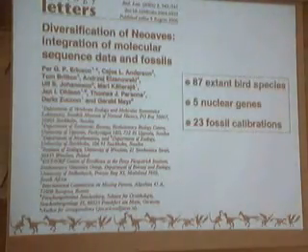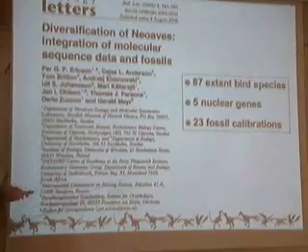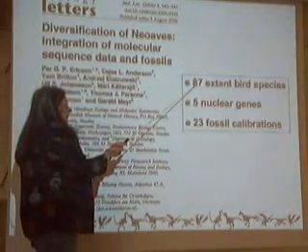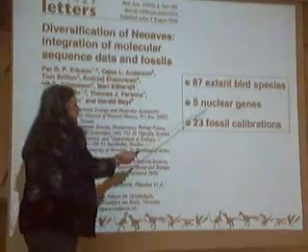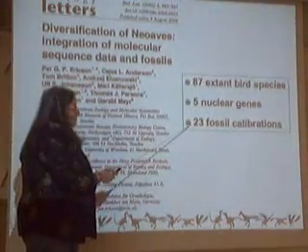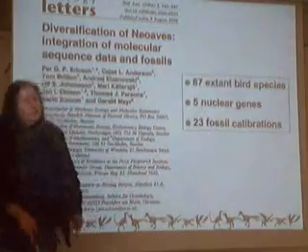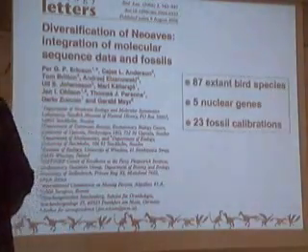And so what Eriksson et al. did, they looked at 87 now living bird species. They looked at 5 different nuclear genes, and they used 23 fossil calibration points to get the timeline.